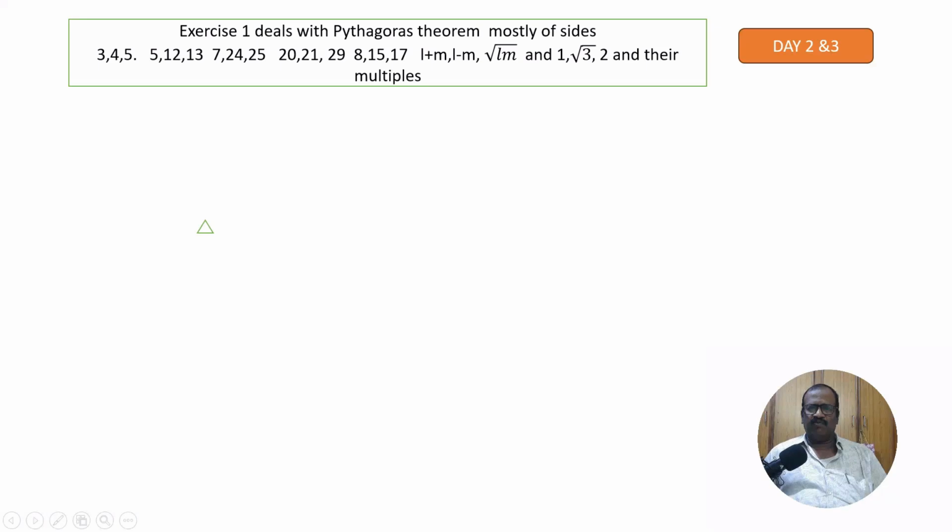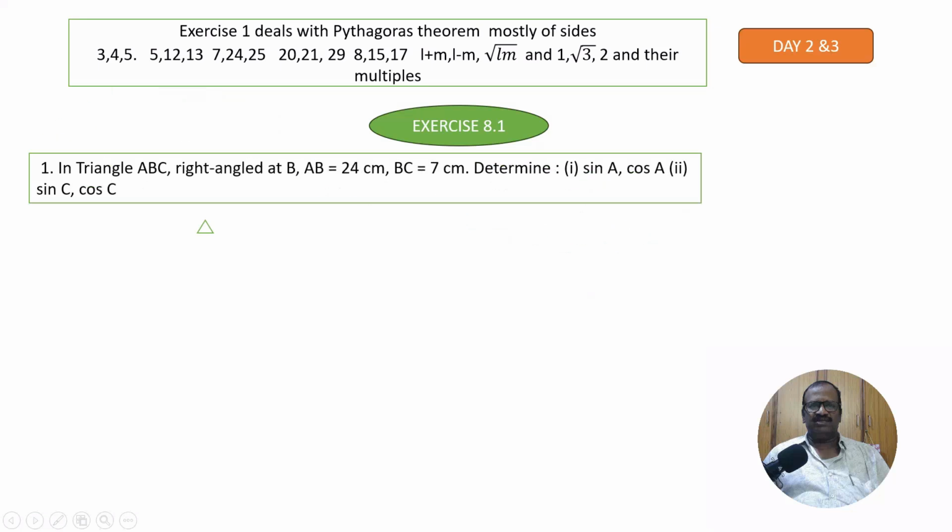Now in exercise number 8.1, what we are going to learn is the above one. We are using the Pythagoras triples. Let us take the first problem. In a triangle ABC, right angle at B, AB is equal to 24, BC is equal to 7. Determine sin A, cos A and sin C, cos C. Here we get the same ratios, sin and cos, but the angles are different, because we are taking with respect to A and with respect to C.